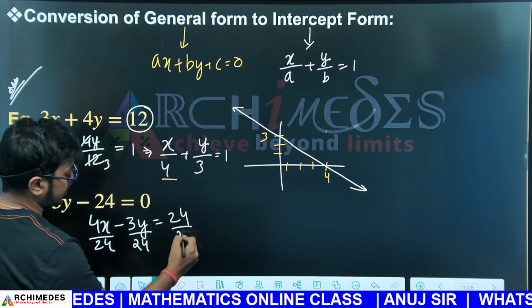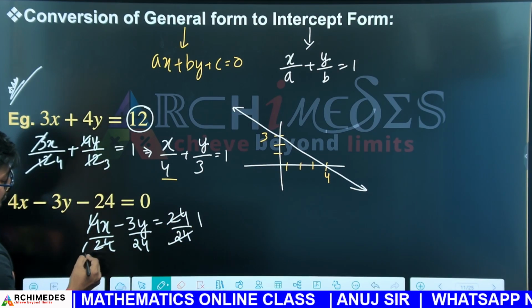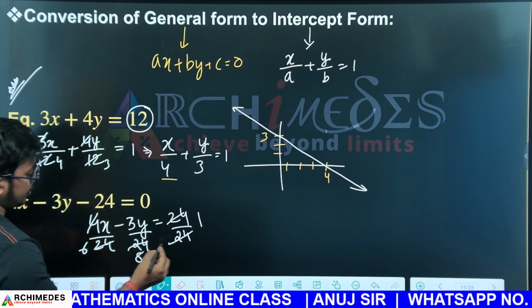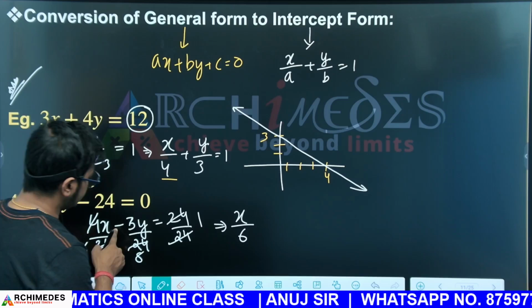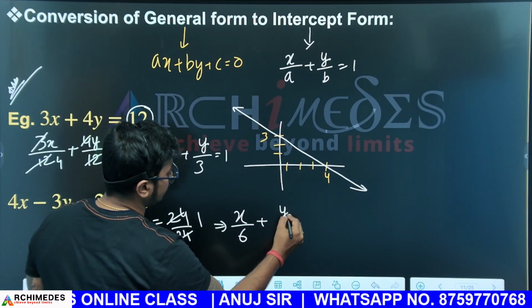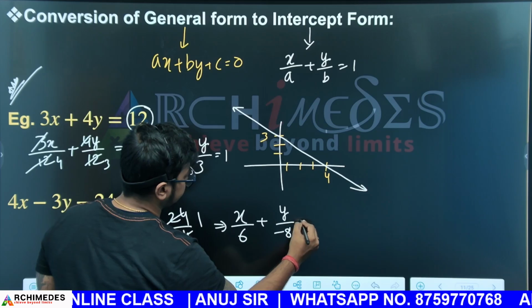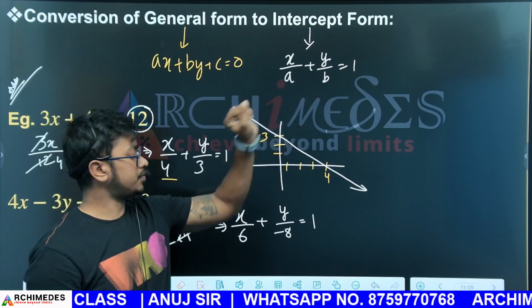When I divide by 24 in this way, it will be 1, it will be 6, it will be 8. But remember that your equation will become x by 6. Listen carefully. Here there is a minus sign, but in our form it should be plus. So if we want to write plus, you have to make the sign minus 1. Am I clear?